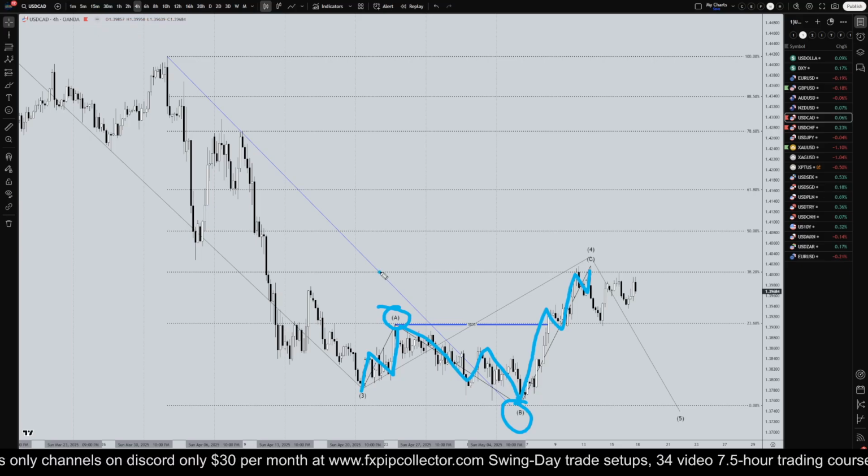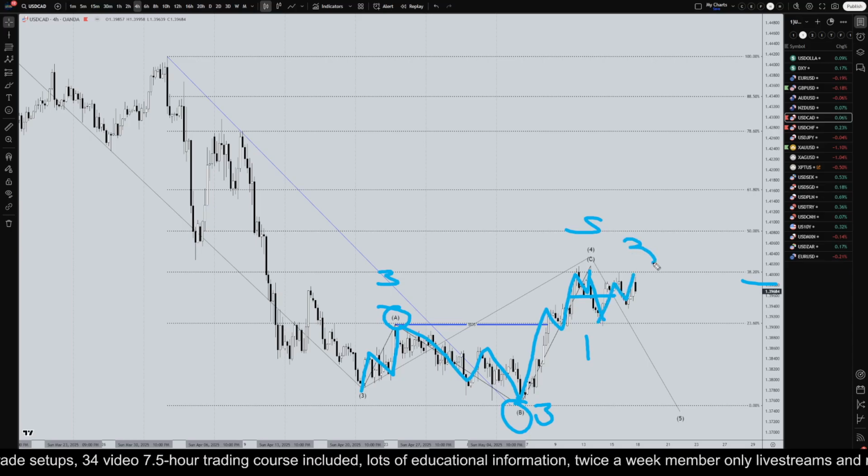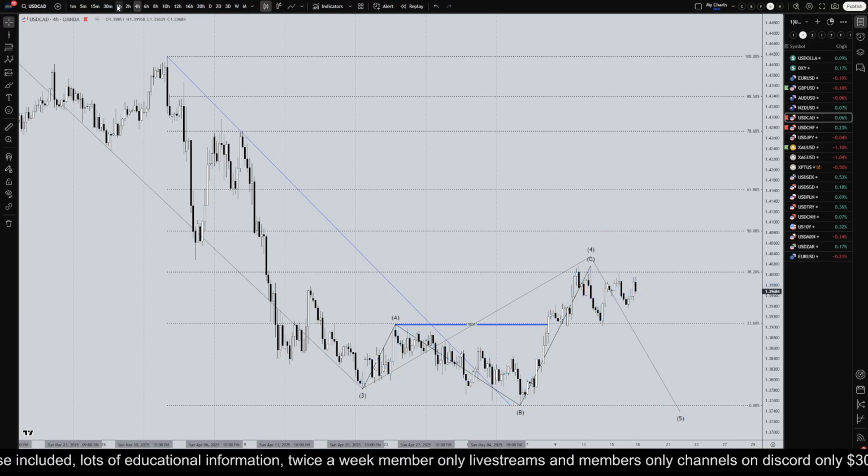A flat is supposed to be a 3-3-5 pattern. So three waves up, three waves down, five waves up right to a Fibonacci level, nice impulsive down, nice break of structure. I think that we might already have a one. I think we might already have a two, and I think we could go down for a big old wave three and continue that weekly, monthly time frame downtrend.